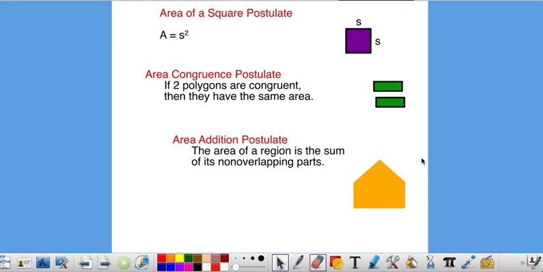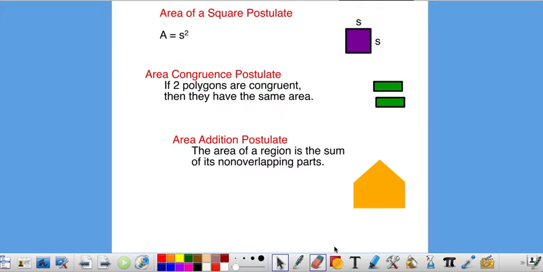In 11.1, we're going to see some of our more basic area formulas and start this idea of areas of polygons and even non-polygons, and then perimeter as well. Area is defined as the amount of space inside of a polygon. Area of a square, we know that's length times width, which for a square is side times side, or s squared. I'm not really worried about that.